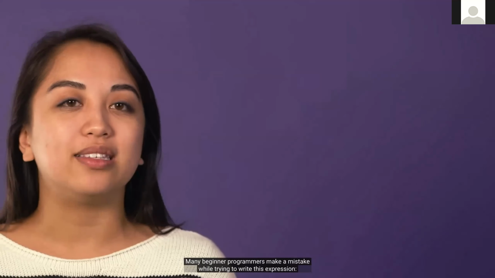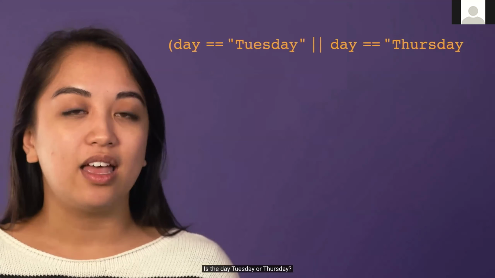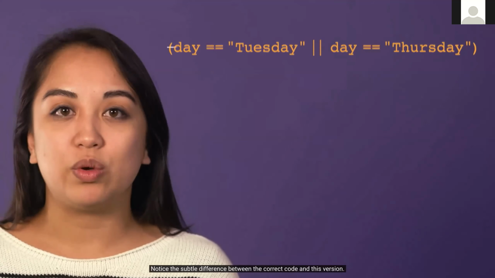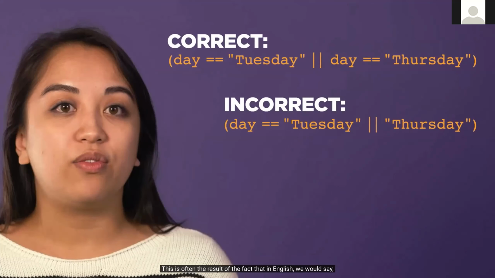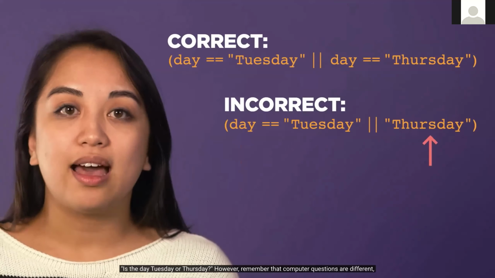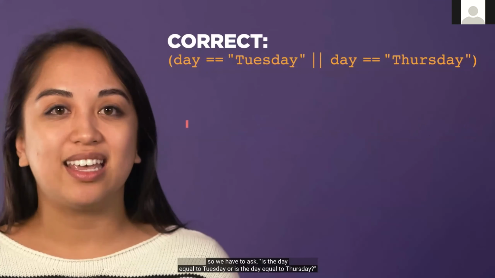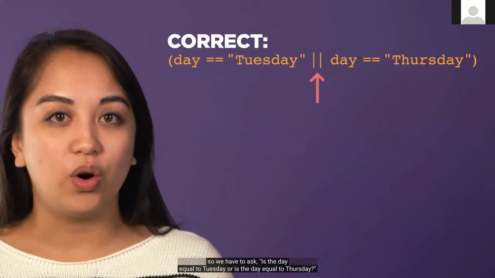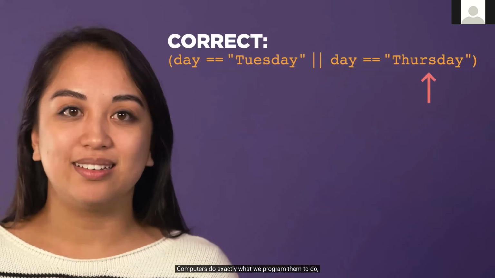Many beginner programmers make a mistake while trying to write this expression. Is the day Tuesday or Thursday? Notice the subtle difference between the correct code and this version. This is often the result of the fact that in English, we would say, is the day Tuesday or Thursday? However, remember that computer questions are different, so we have to ask, is the day equal to Tuesday or is the day equal to Thursday? So that the computer will understand.